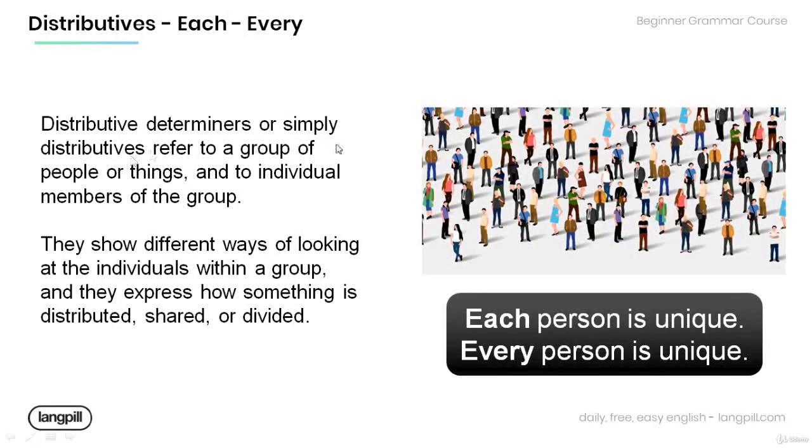Distributive determiners, or simply distributives, refer to a group of people or things and to individual members of the group. Note that they show different ways of looking at the individual within a group, and they express how something is distributed, shared, or divided. Have a look at the example over here. Each person is unique. Every person is unique.